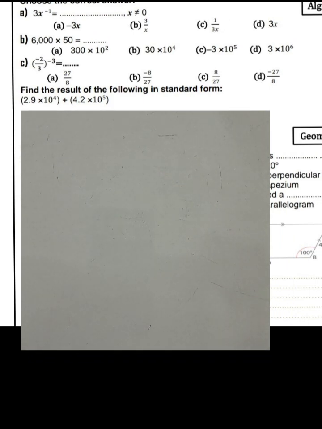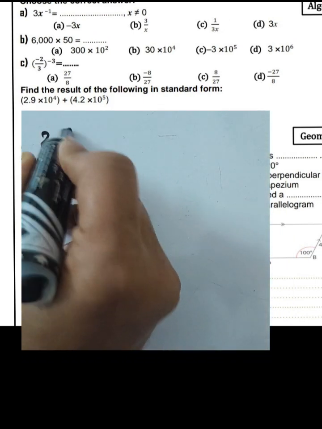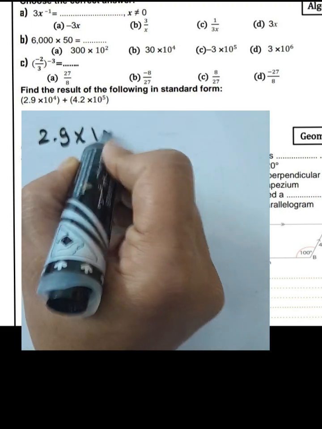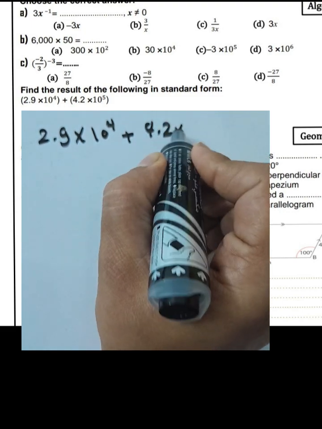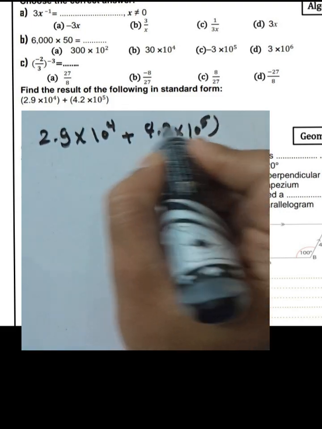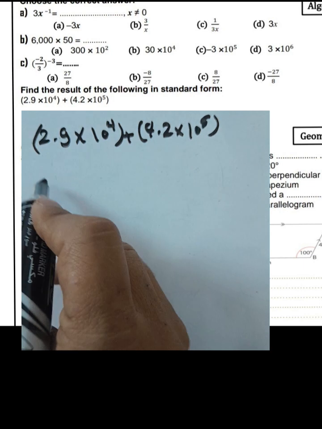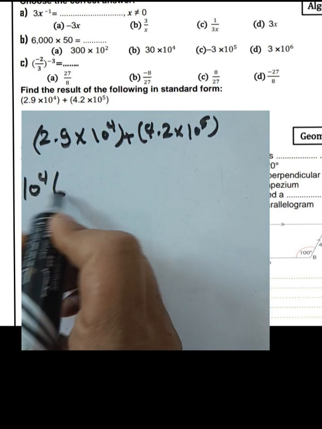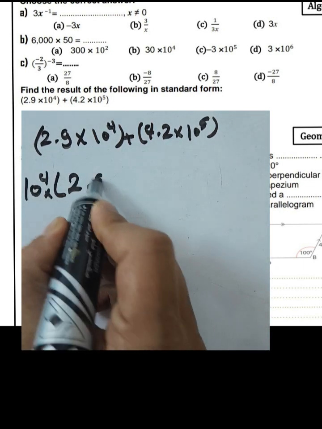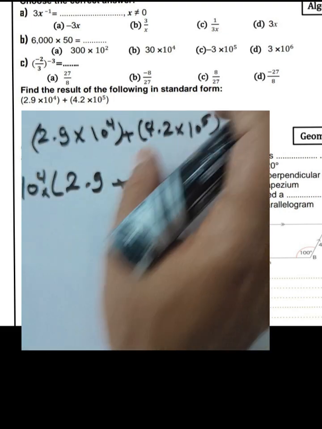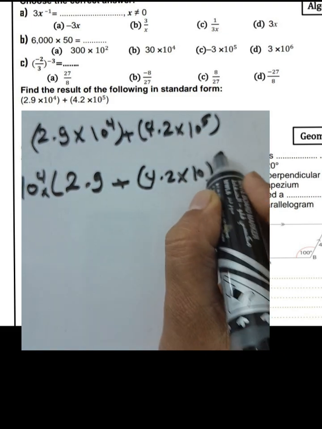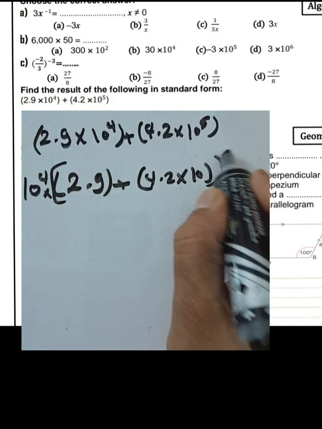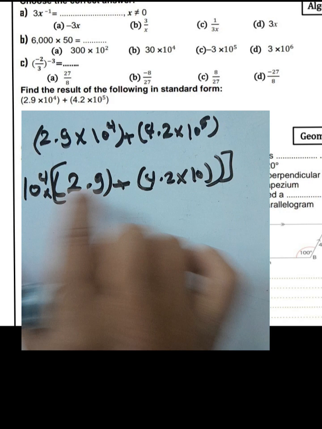Question here, find the result of the following in standard form. We have 2.9 multiplied by 10 to the power 4 plus 4.2 multiplied by 10 to the power 5. We can write the common factor between them, 10 to the power 4 outside, and the remainder here 2.9 plus. Divide this number by 10 to the power 4, it will be 4.2 multiplied by 10. This is the remainder. Okay, because 10 to the power 5 divided by 10 to the power 4 will be 10.